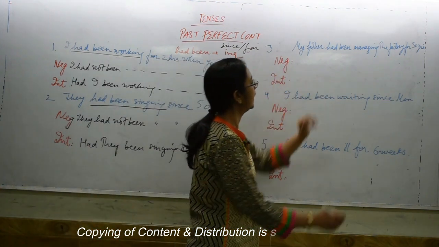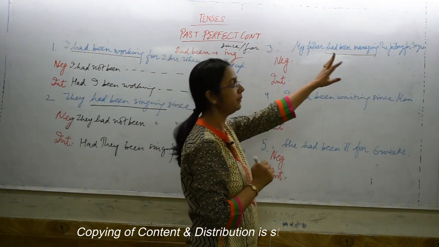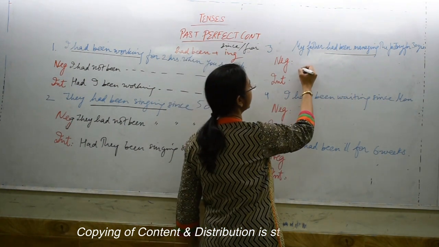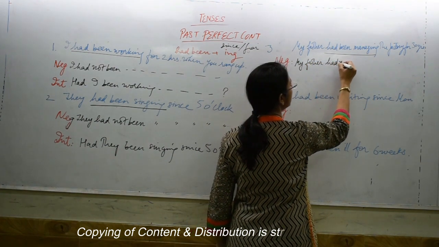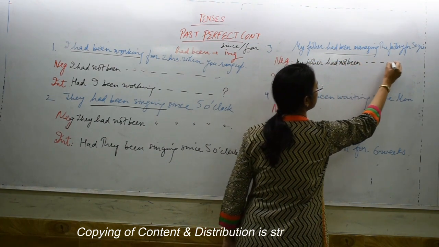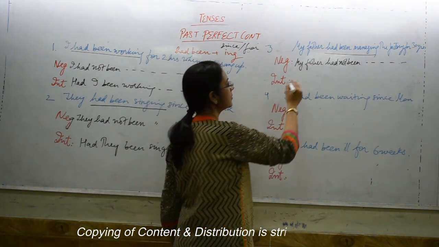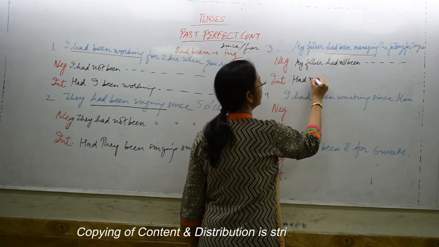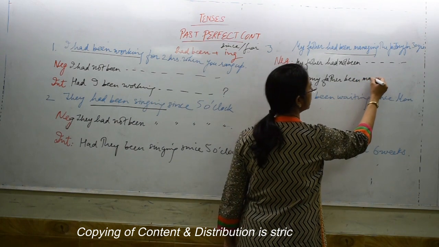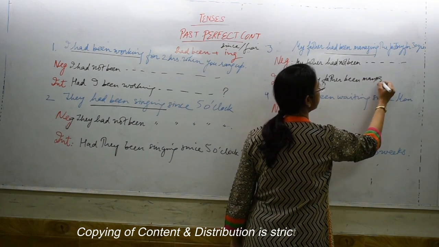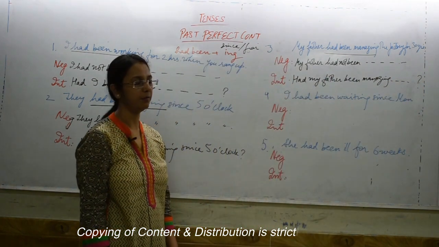Next, my father had been managing the factory for 30 years. Had been managing. So, simply negative: my father had not been managing the factory for 30 years. Interrogative: had my father been managing the factory for 30 years? And a question mark.